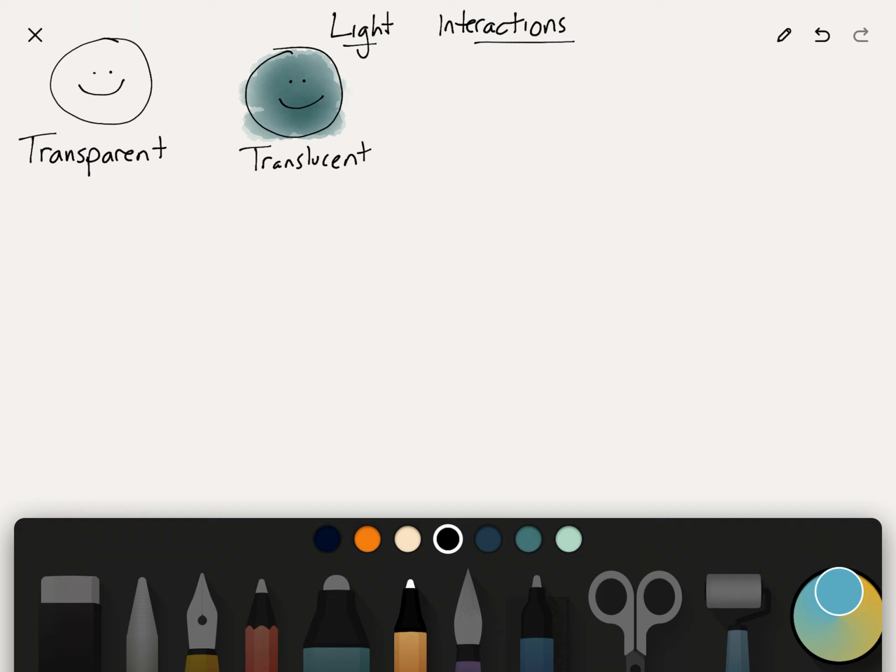Okay, and something that is opaque, it's pronounced opaque. That's how it's pronounced. Something that's opaque, well, you're not going to be able to see it at all. Okay, it will not allow any light to transmit through there.